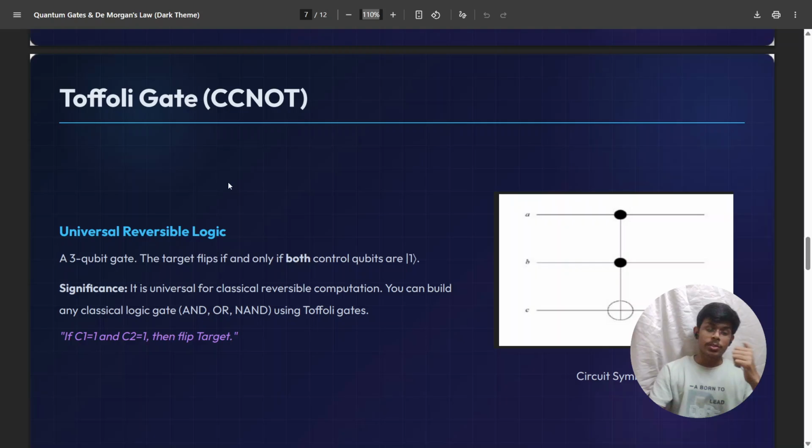Why is this gate famous? Because it is universal for classical logic. Remember, I said quantum gates must be reversible. A standard NAND gate is irreversible, but the Toffoli gate is reversible. This means any program you can run on a laptop, you can technically run on a quantum computer using an arrangement of Toffoli gates. It is a bridge between classical Boolean logic and quantum circuits.